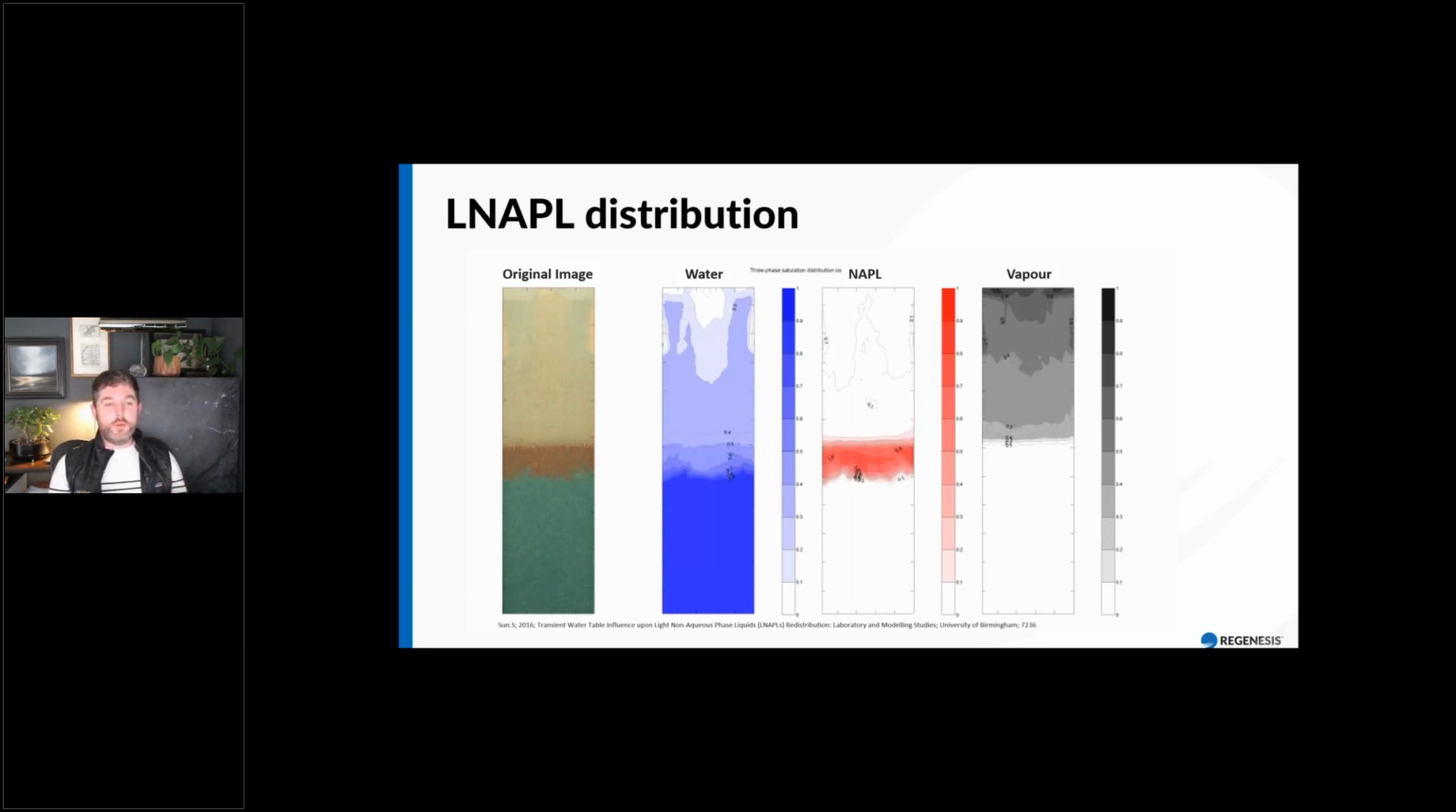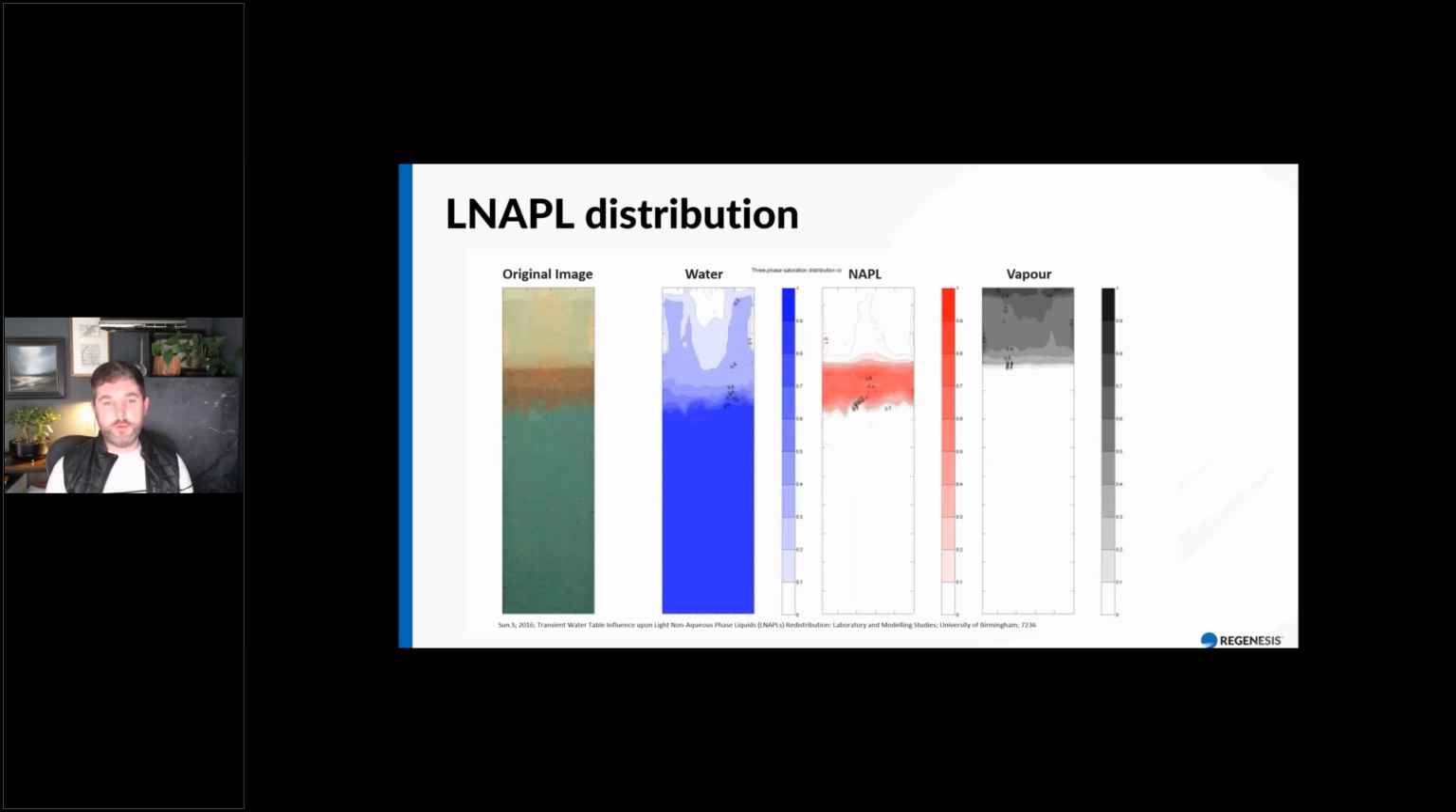We're going to want to know where this smear zone is because we're going to want to target it with our reagents. It might be that we want to desorb a proportion of that mass so it can be recovered by a pump and treat system, or we may just want to chemically oxidize it. But to understand where, this is really important.